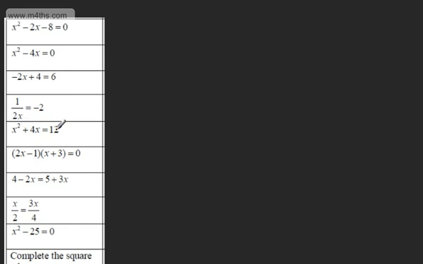This is a quadratic equation. It's not in the form that we want. The form we want is ax squared plus bx plus c is equal to 0. All we need to do is subtract 12 from both sides. So we can rewrite this as now x squared plus 4x minus 12 is equal to 0.